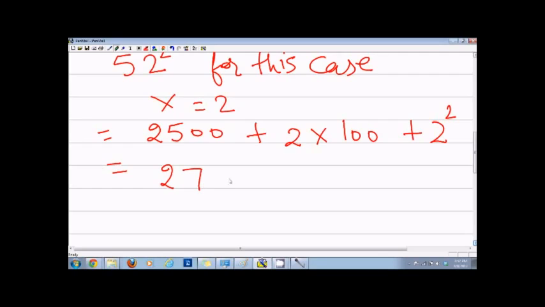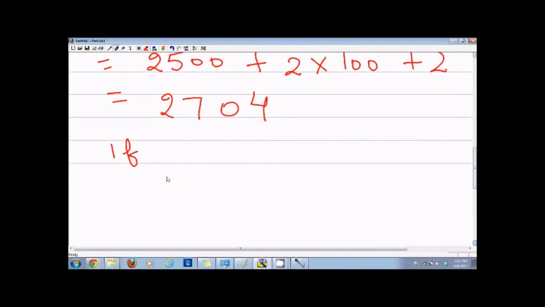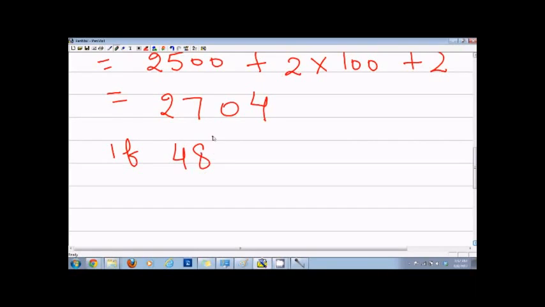2704. And similarly, if we have 48 square, then x is equal to minus 2, and then instead of adding 2 here we will be subtracting 2, so we'll have 23, and then square doesn't matter, it's negative or positive, so the answer will be 2304.